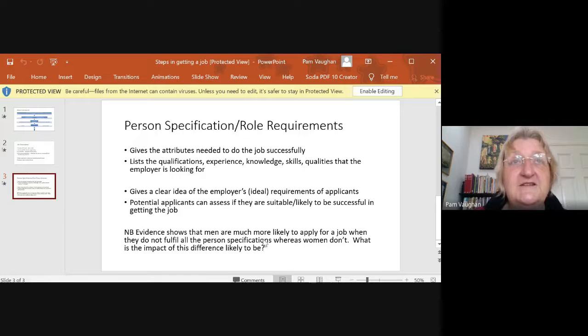The message from that is you don't have to have everything they're asking for in the person specification. Obviously, you've got to try to make the most of what you've got that's relevant, but you don't have to have absolutely everything before you apply for a job. But I guess 50% would be a good indication. If you haven't got at least 50%, then it's probably not worth applying.